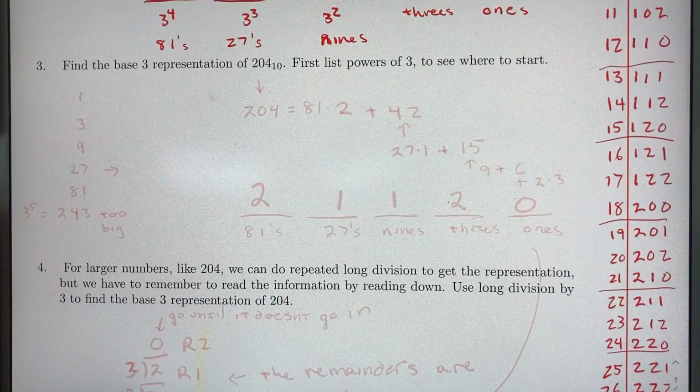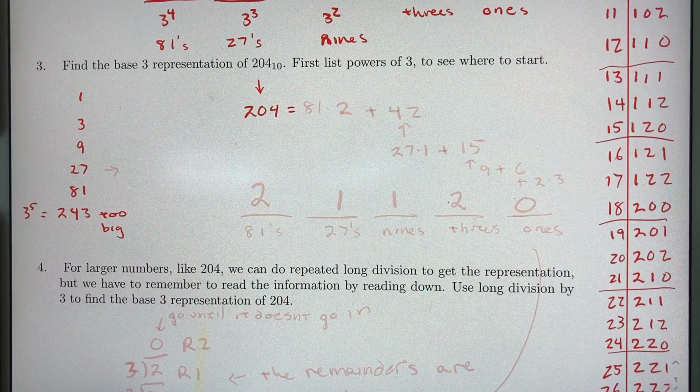Okay, so 204 in base 10. I need the biggest power of 3. So what have we got? 1, 3, 9, 27, 81. The next power of 3 is 243, which is too big. That's 3 to the 5th. That's too big, because 204 is less than that. So let's start subtracting off 81s.